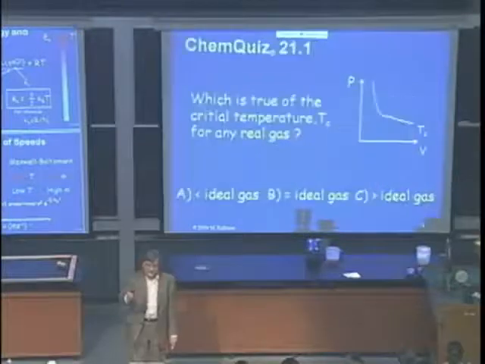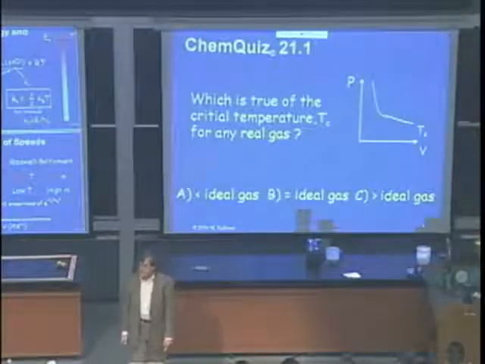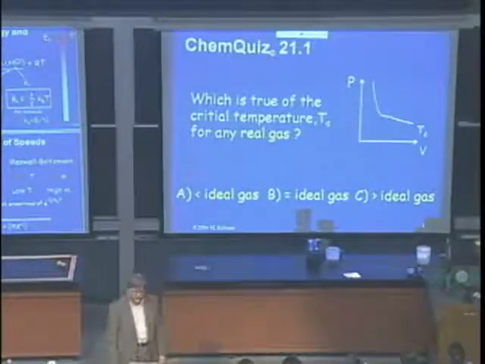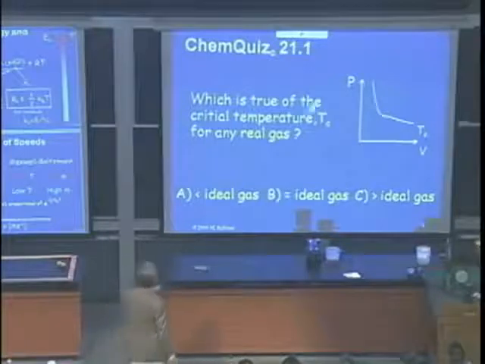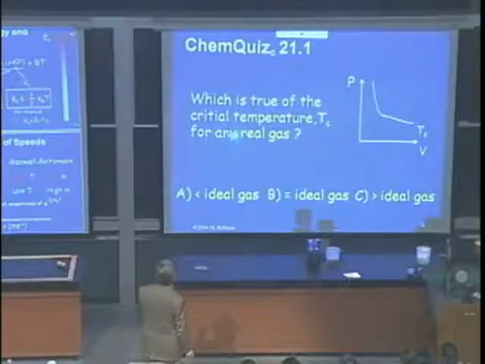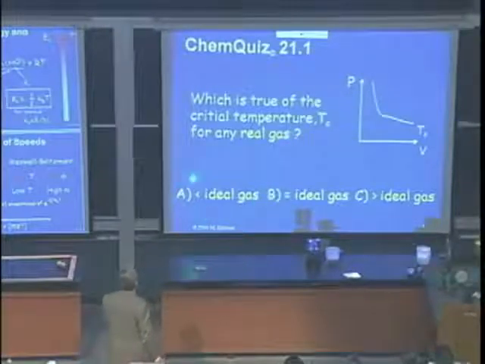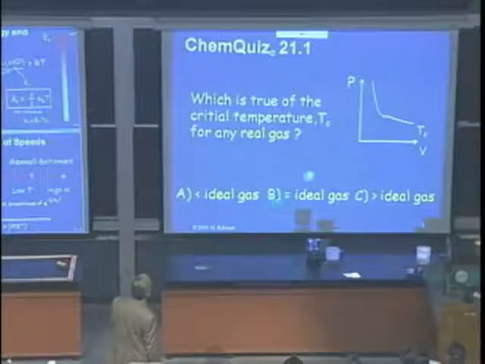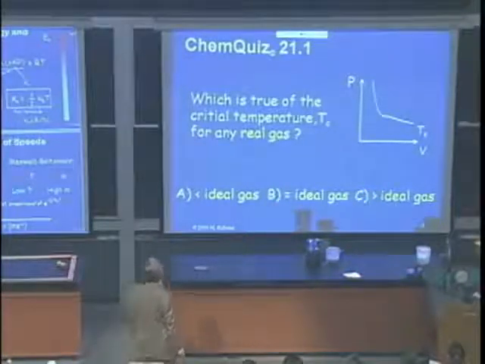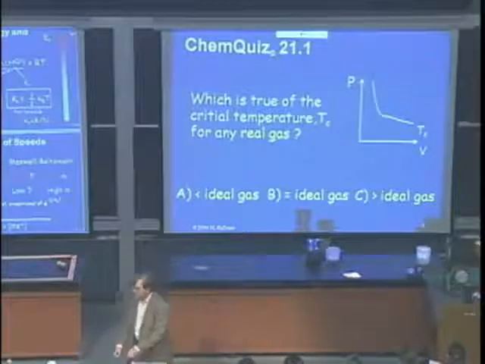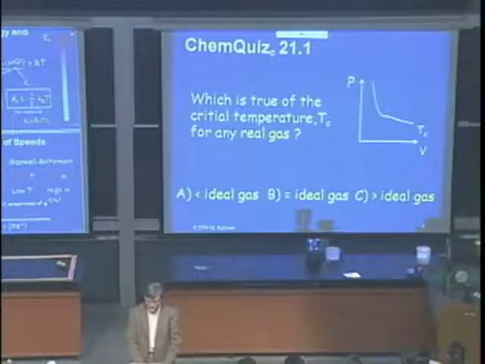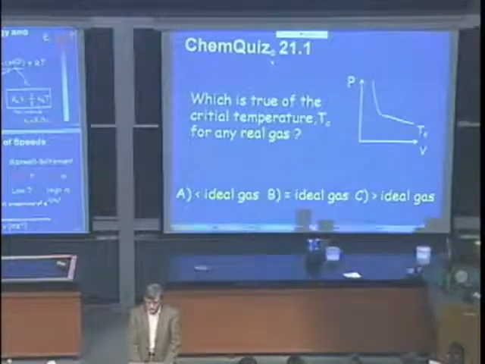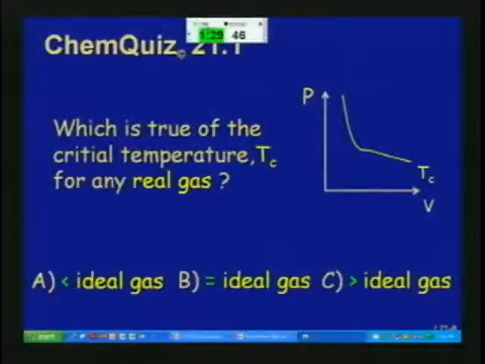Okay, all right. So now I'm asking you a question. I hope you paid attention. Which is true of the critical temperature Tc for any real gas? Is the critical temperature smaller than that of the ideal gas, equal to that of the ideal gas, or larger than the temperature of an ideal gas? Why don't you try to answer this? I think I answered this already, but maybe you can't remember what I said to you.